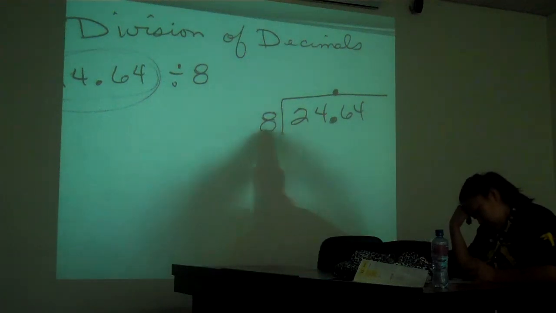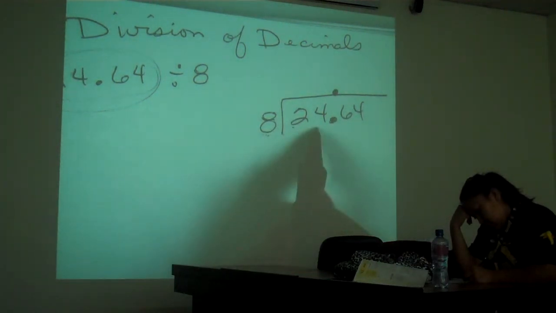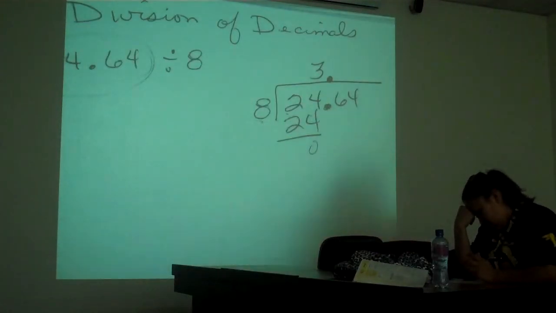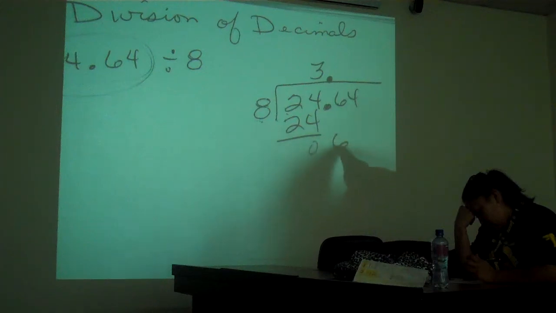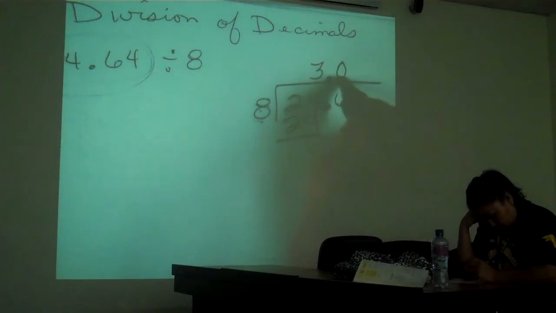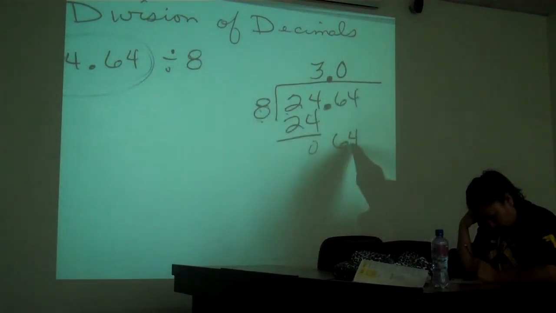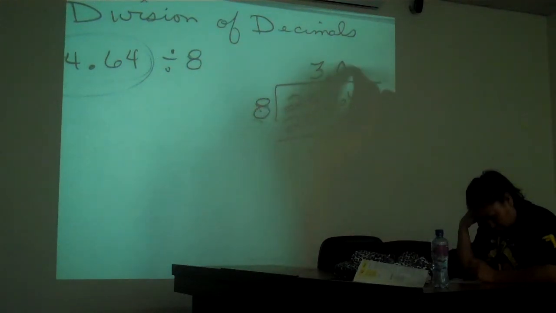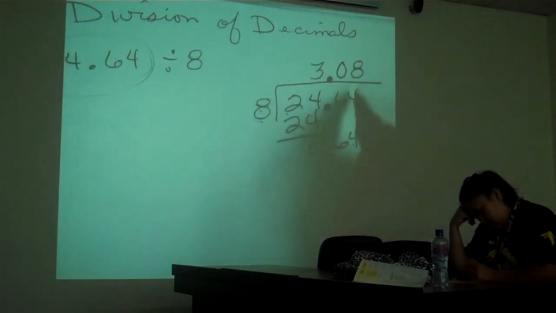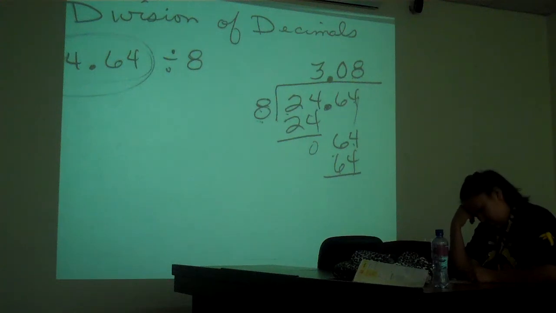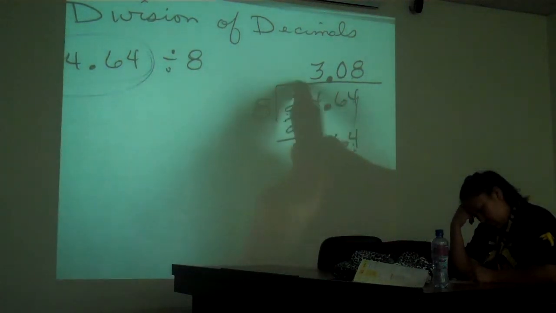Okay, 8 won't go into 2. 8 into 24? 3. 3 times 8 is 24. So there's nothing there. We bring our 6 down. Will 8 go into 6? No. Don't forget to put your 0 up there if it won't go into it. Okay, bring the next number down. 8 into 64. 8 goes right above the 4, the last number. And that came out even. So this divided by this is 3.08.